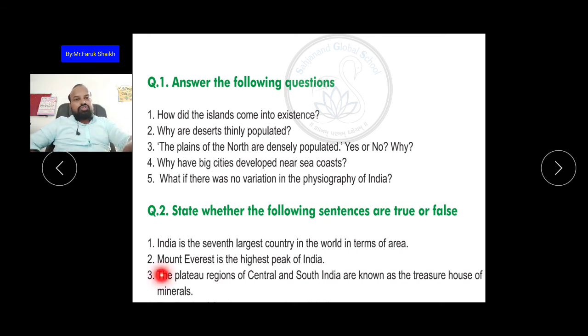Third, the plateau regions of Central and South India are known as the treasure house of minerals. Yes, they are the treasure house of minerals, because of the black soil, and the plateau is also rich in minerals. So the third is correct. So first correct, second wrong, third correct.